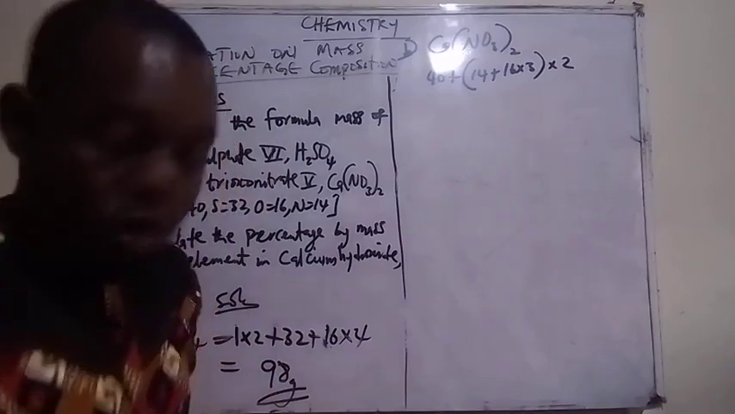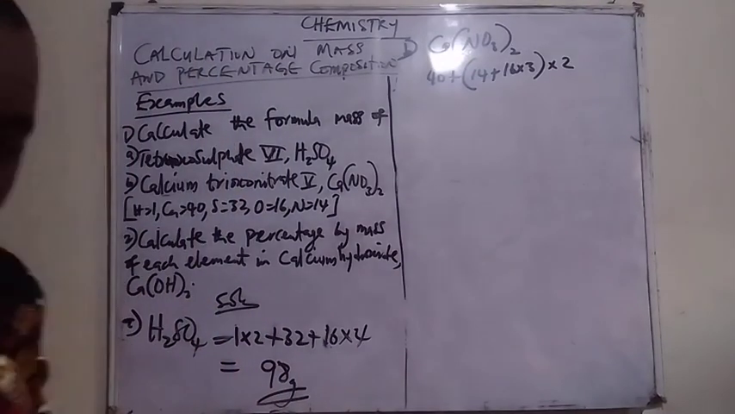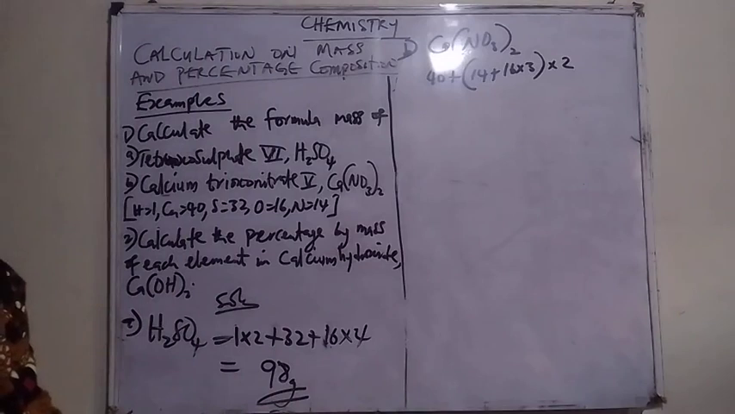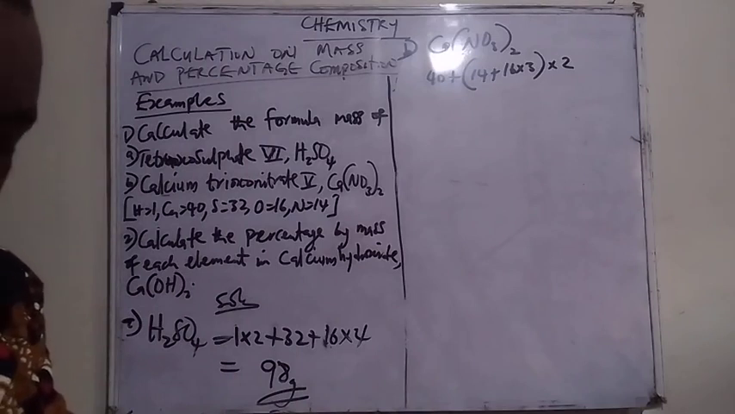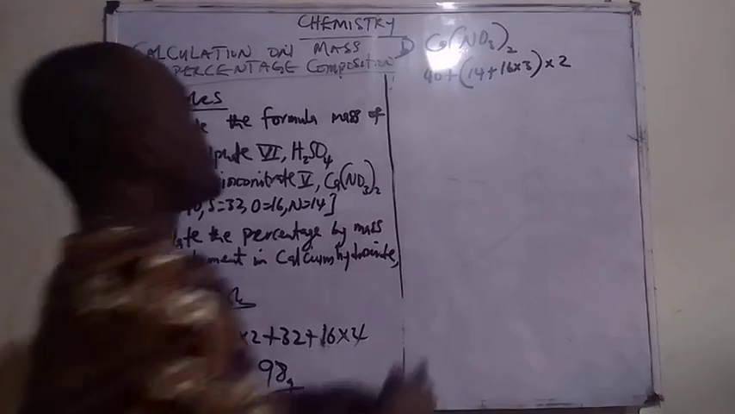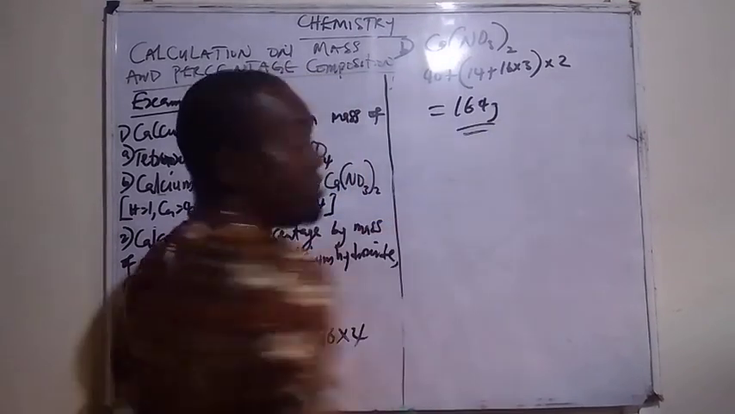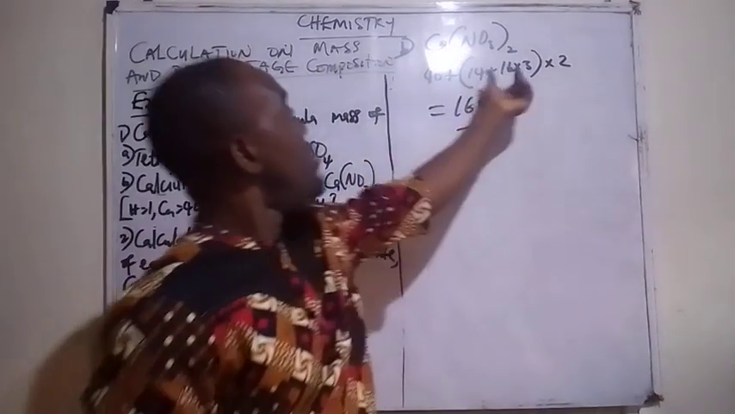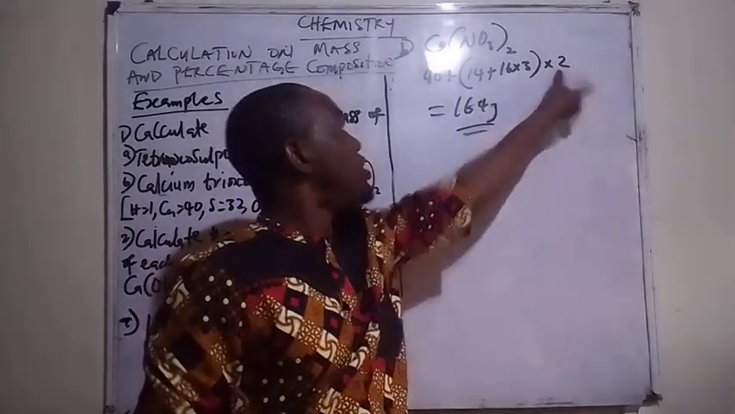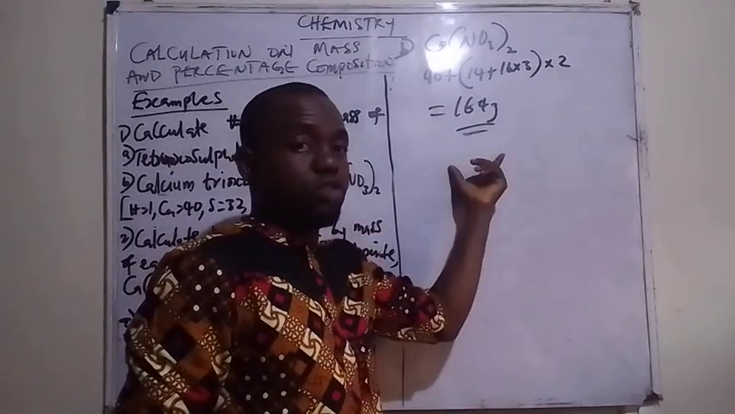So now, using your calculator, let's say 16 times 3 plus 14, then times 2, then plus 40. Our answer will be 164. So everything here will be 164 grams. This is how this is solved. Please solve everything inside the bracket first, multiply by this one before adding it to this one. That's how we got this one.